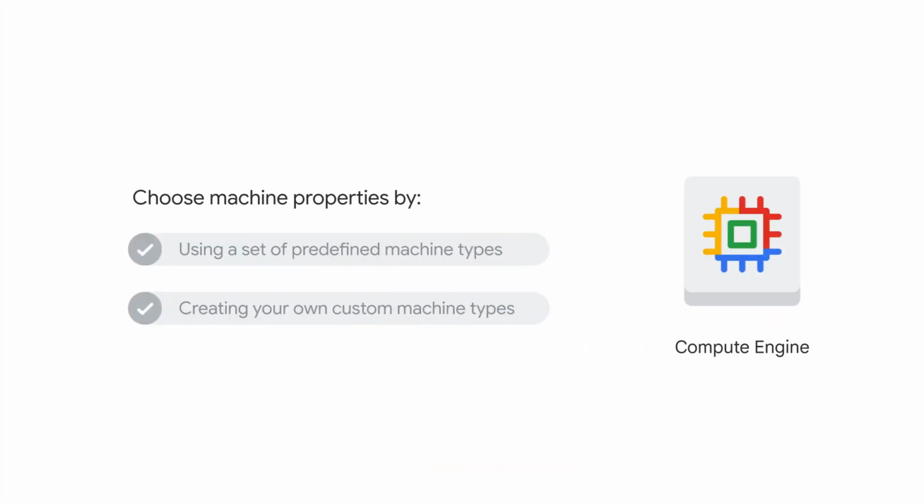In terms of storage, with Compute Engine, you're going to get high throughput without having to worry about specific options or machine types, and you're going to get it for free. So there's that. And finally, you'll only pay for what you need with custom machine types. Compute Engine lets you choose the machine properties of your instances, like the number of virtual CPUs and the amount of memory, by using a set of predefined machine types or by creating your own custom machine types.